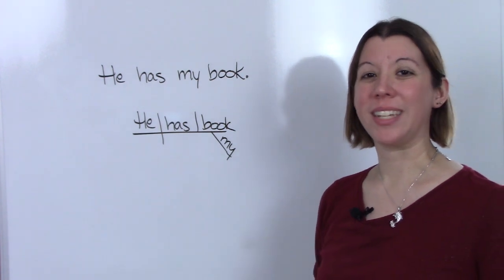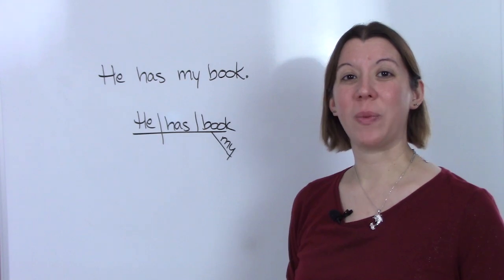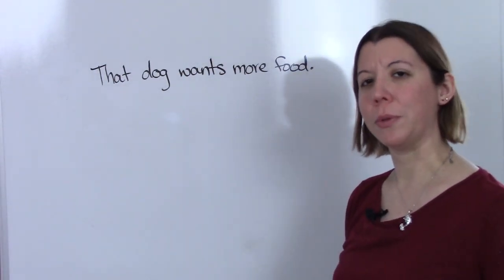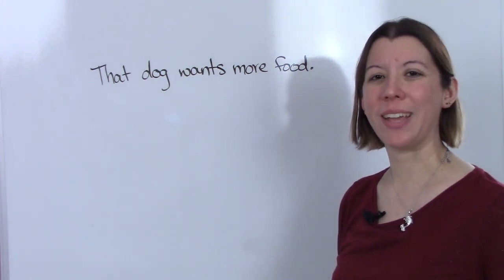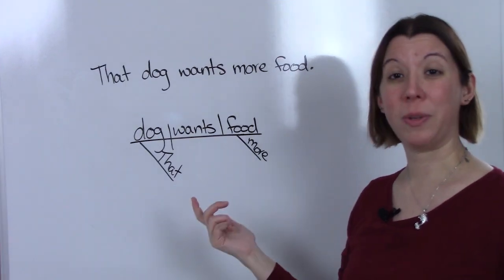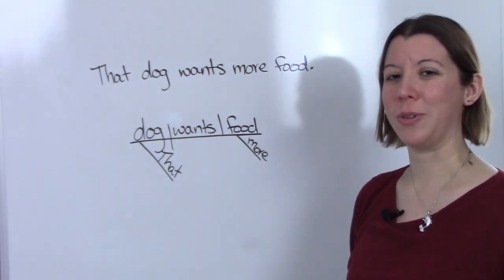Here's your diagram. Did you catch the possessive pronoun my from last lesson? Excellent. Let's try one more. Right. Here's your sentence. That dog wants more food. Go ahead and pause the video and try diagramming it on your own. Did you put the modifiers in the right place? That underneath dog, more underneath food. Fantastic. I'm going to put 3 sentences on the screen now. Go ahead and pause the video, try them on your own, and then press play and see the answers revealed on the board behind me.